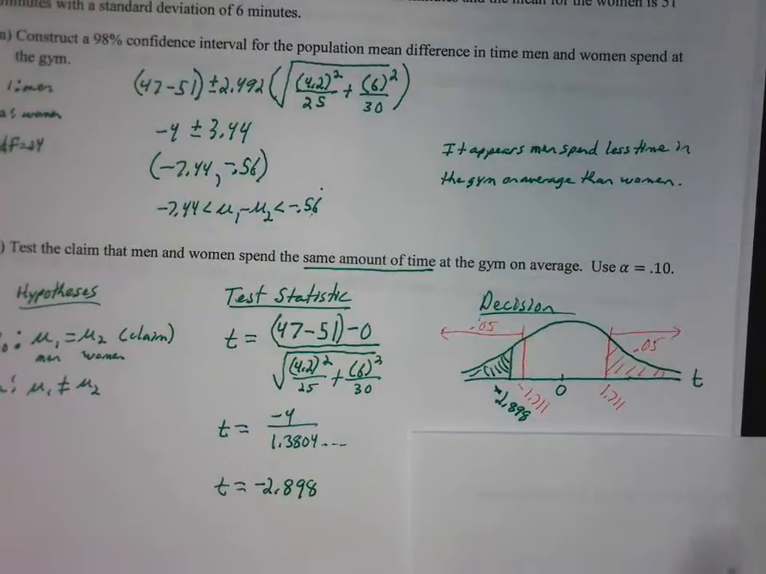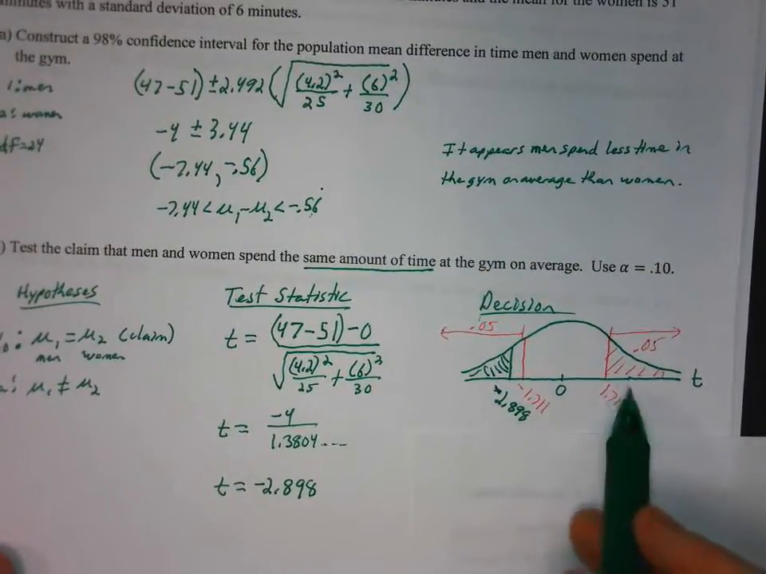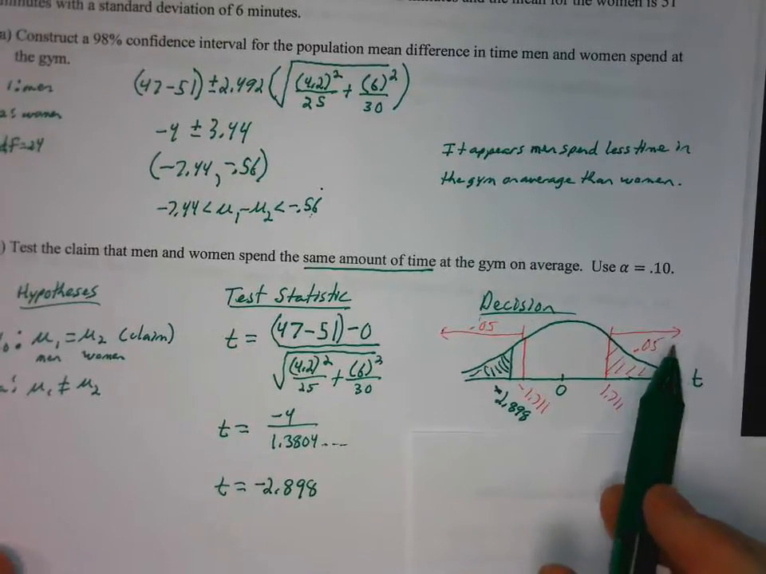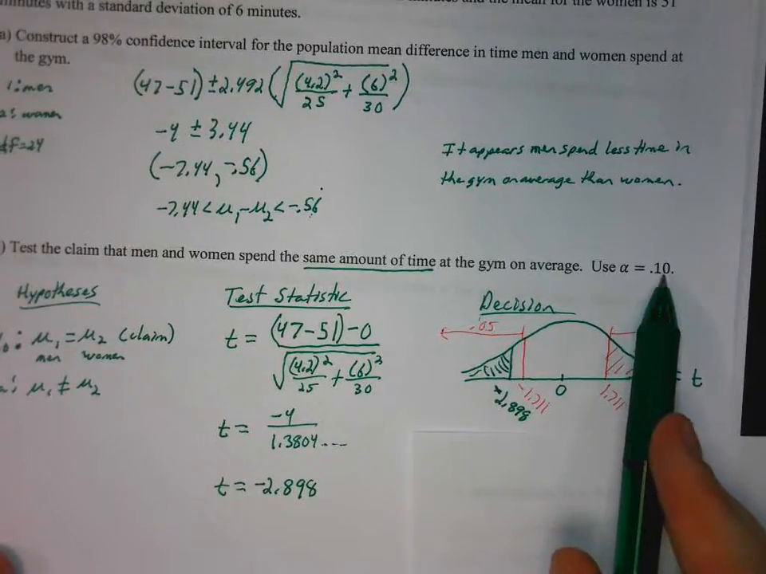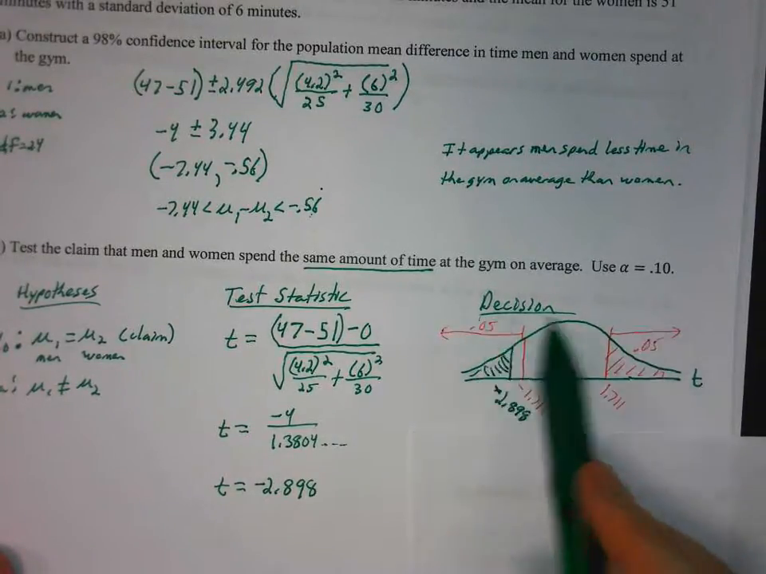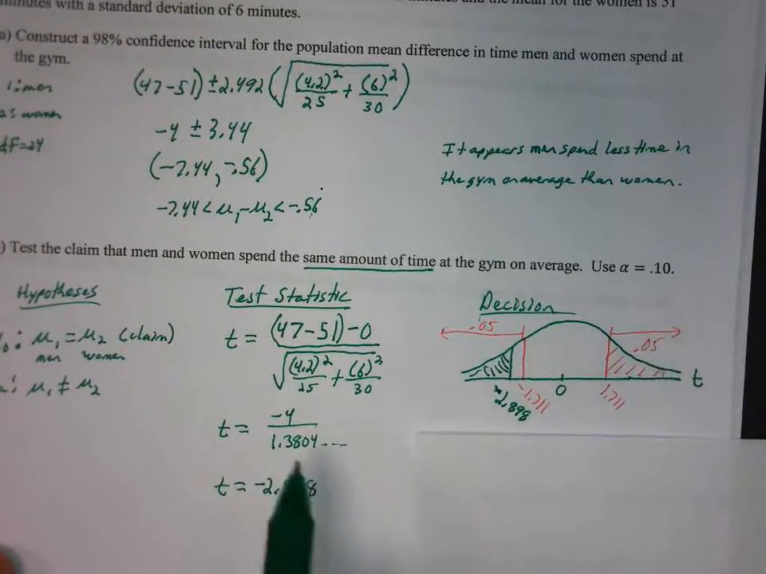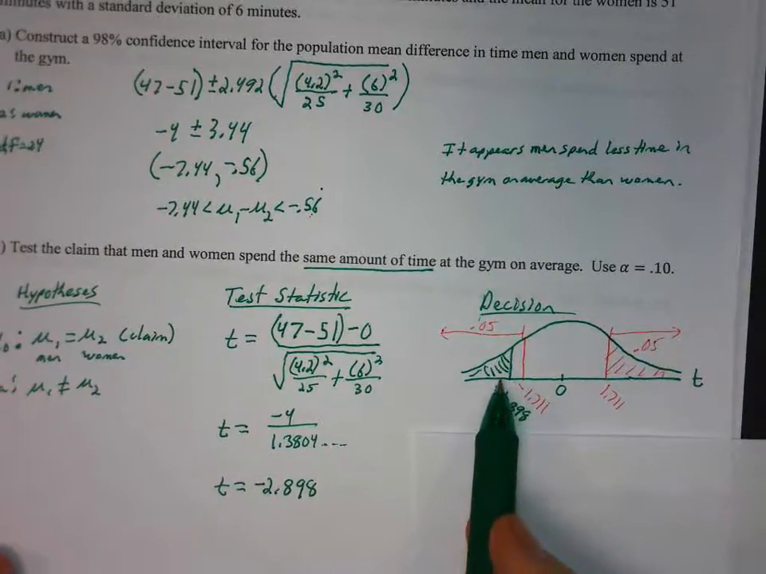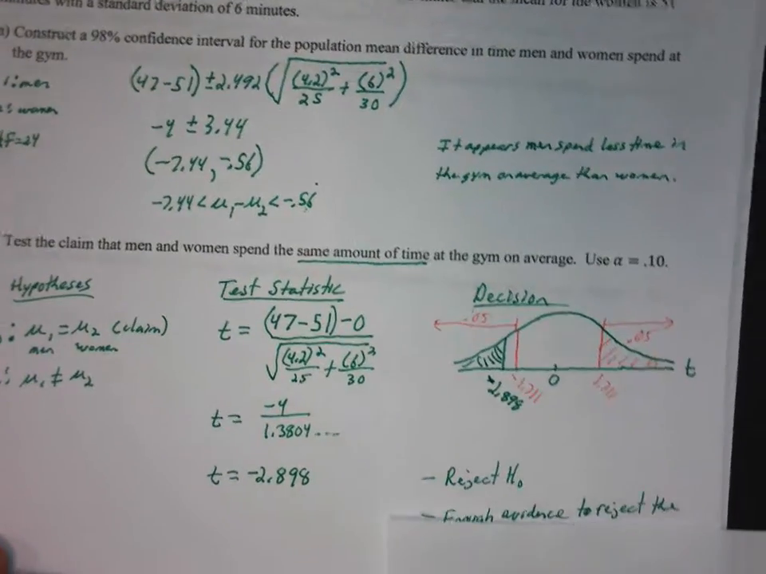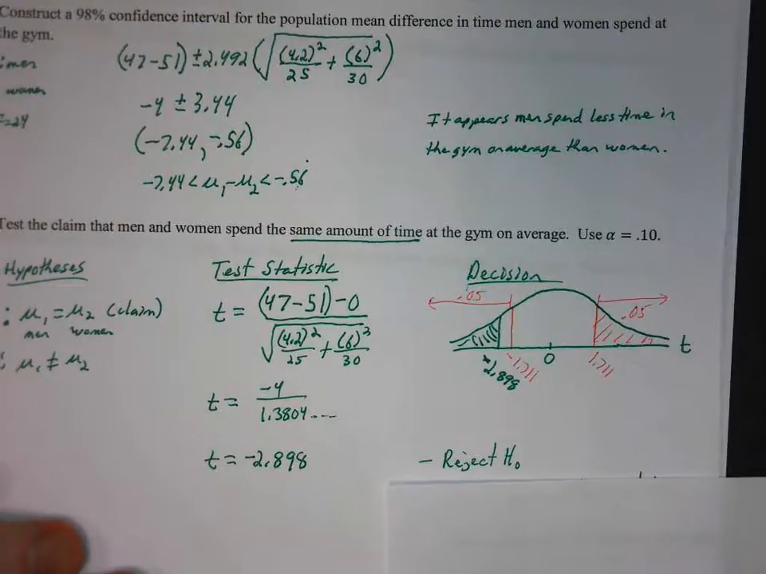Okay, so that's where that number is coming from. So negative and positive, 1.711. If you split the 0.10 into the 2 tails, that's 0.05 on each end. Okay, so that's your alpha over 2. And our test statistic of negative 2.898 is farther to the left of negative 1.711. So what that tells us is to reject H0.